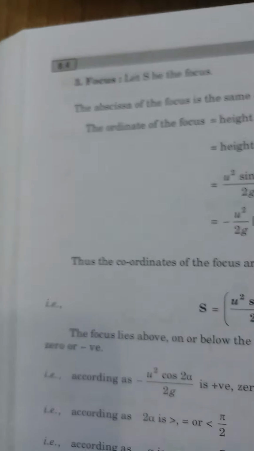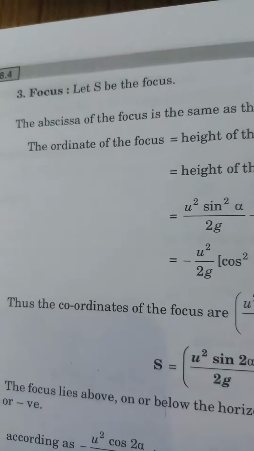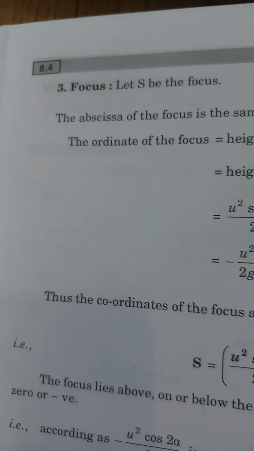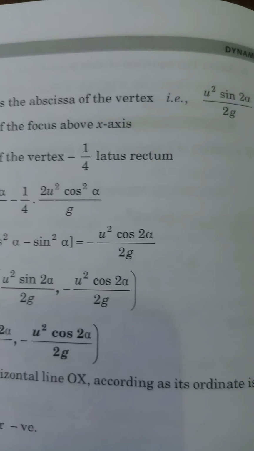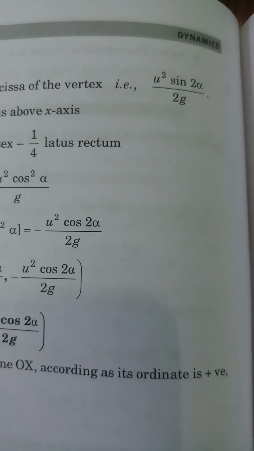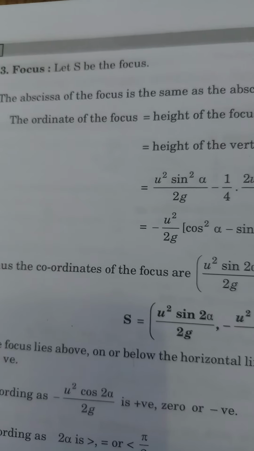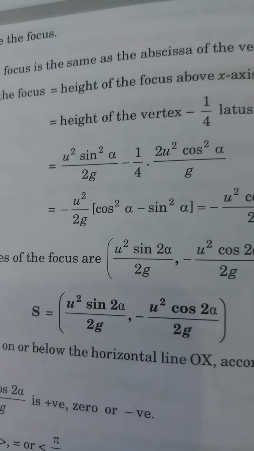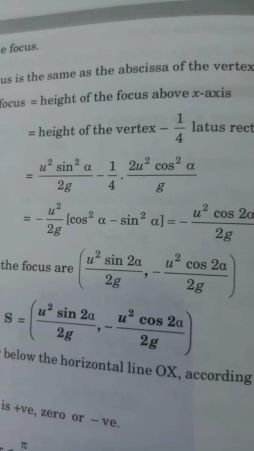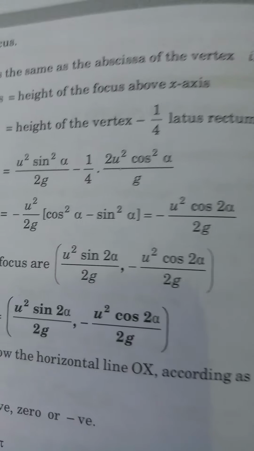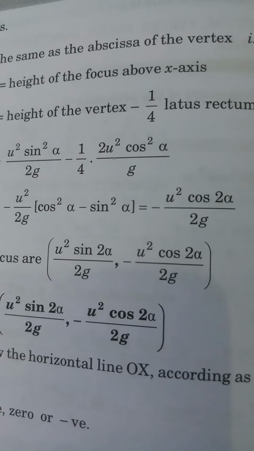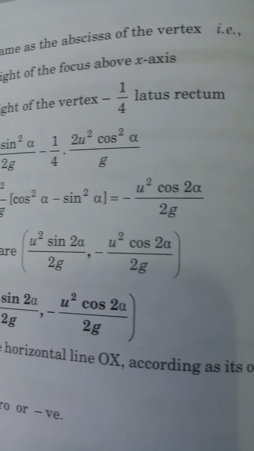Now focus, how do we find the focus? Let S be the focus. The abscissa of the focus is the same as the abscissa of the vertex, that is, u square sin 2 alpha by 2g. The ordinate of the focus equals the height of the focus above the x-axis, which is the height of the vertex minus 1 by 4 latus rectum.